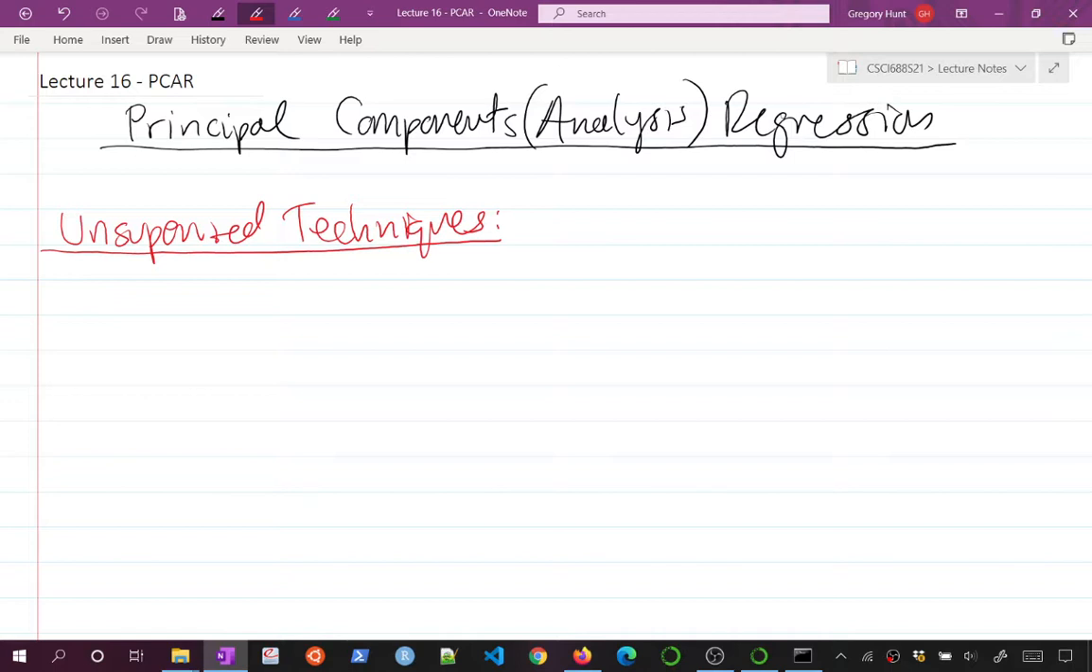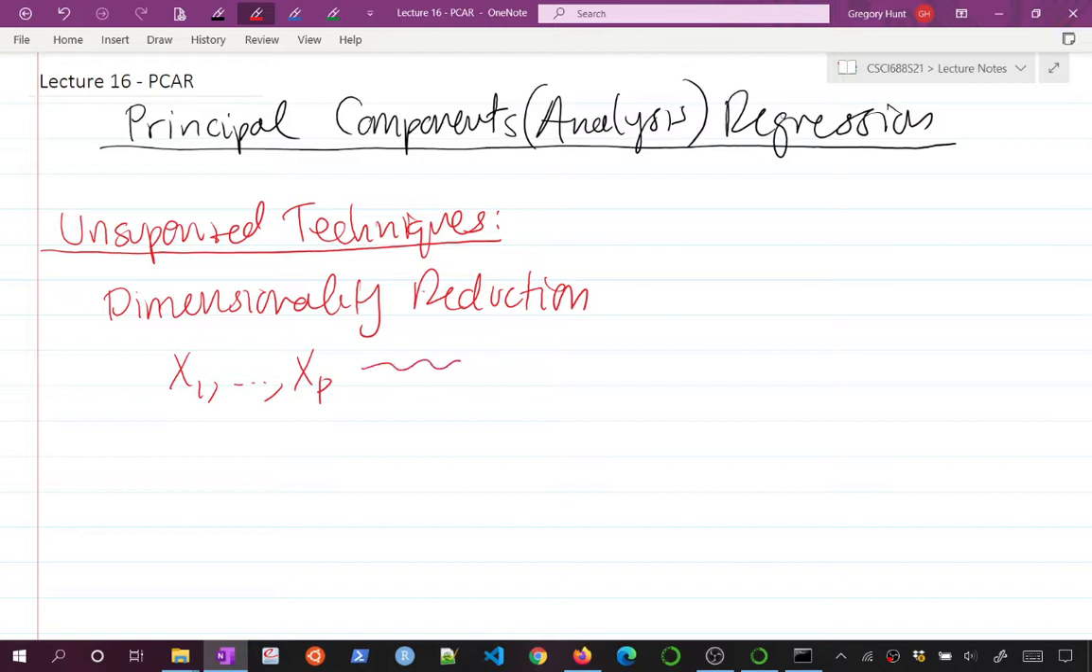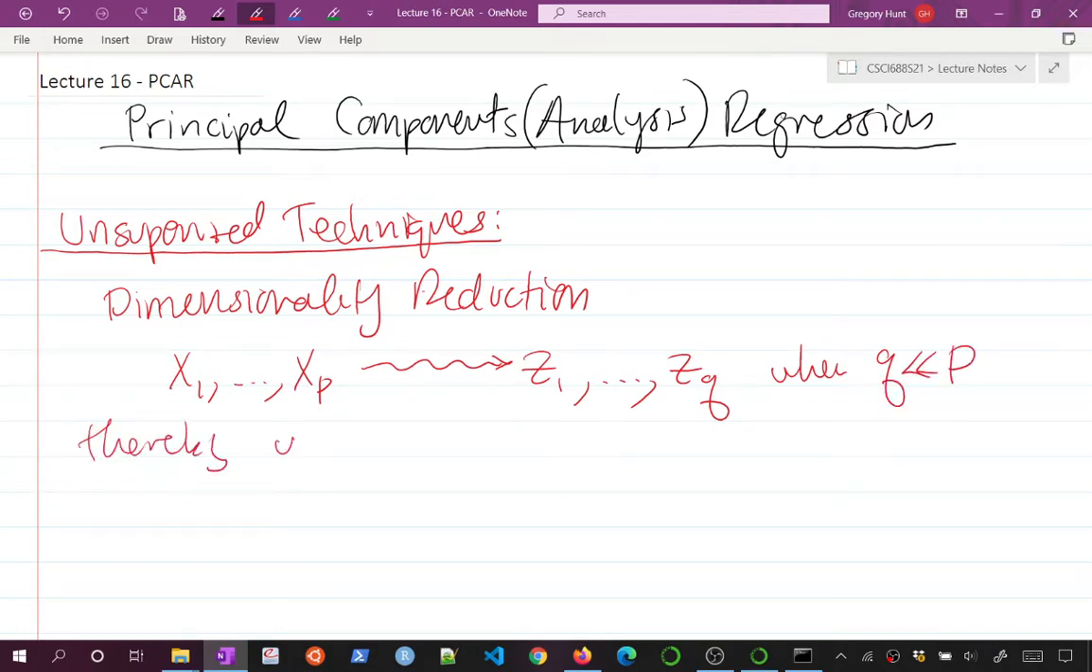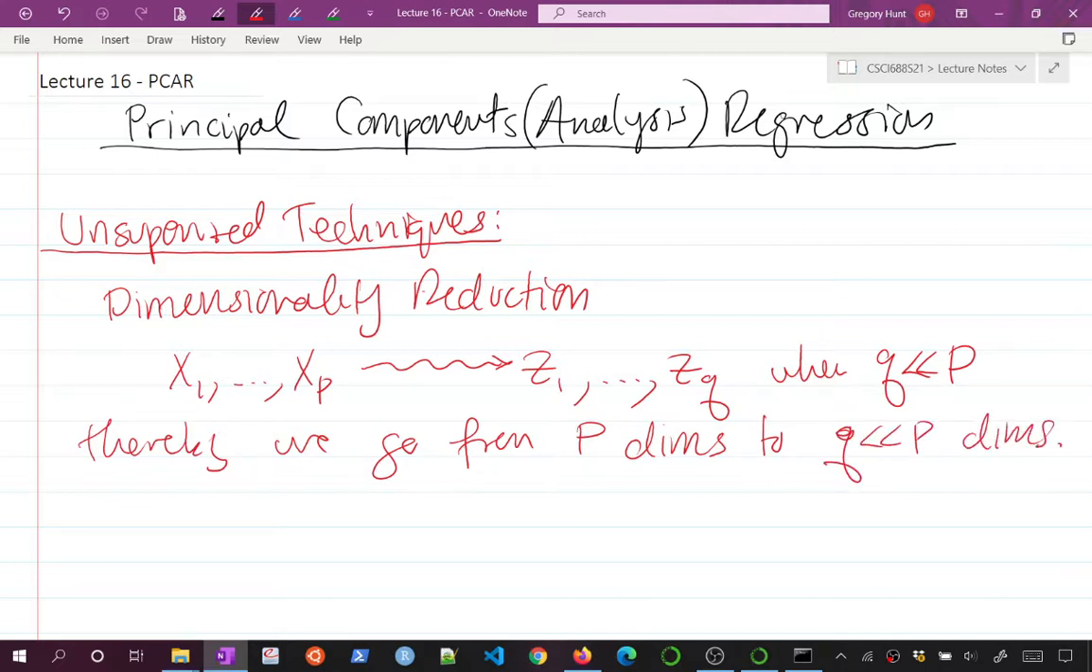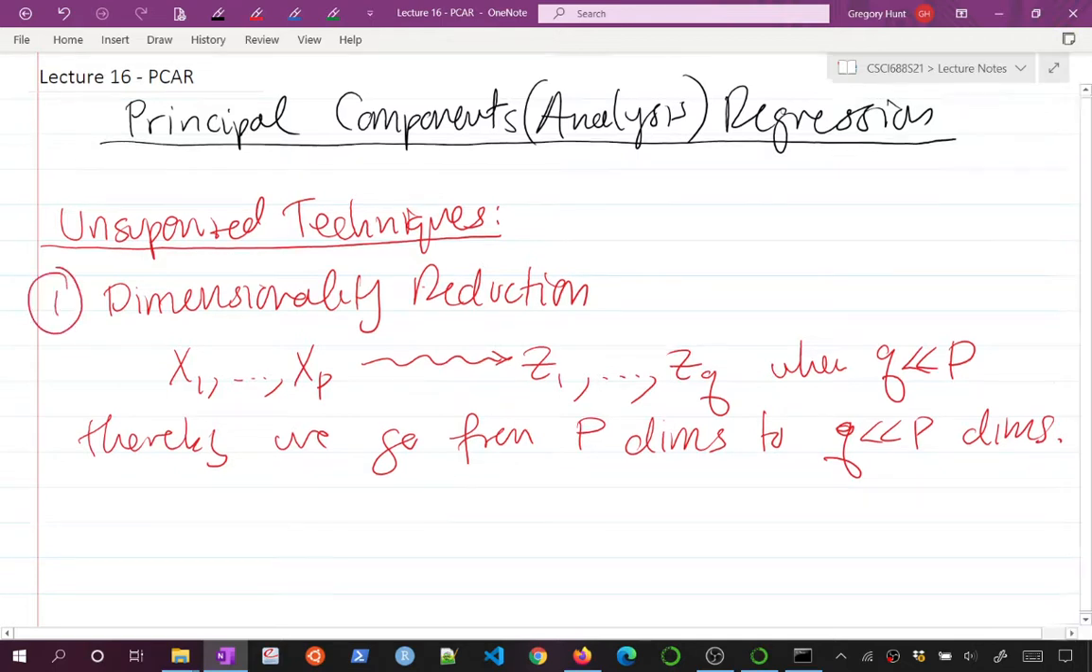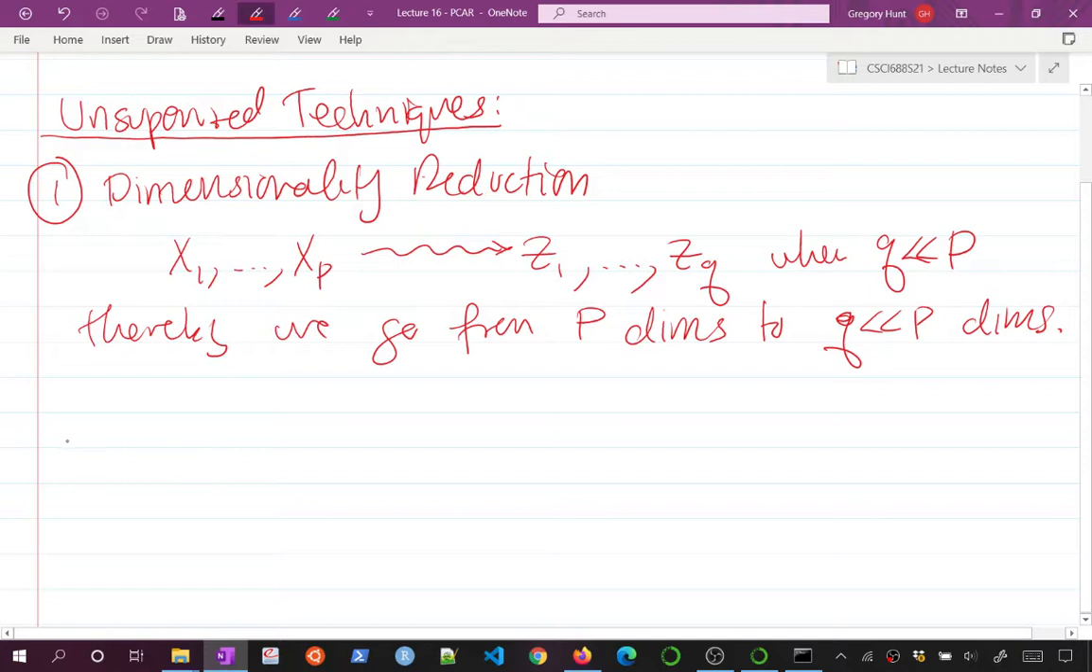In particular, the first class of unsupervised techniques that we were learning was dimensionality reduction. And the idea here was that we want to take our set of original covariates, x1 to xp, and through some magical procedure, we want to create a new set of covariates, z1 to, let's say, zq, where q is much smaller than p. Thereby, we go from some p dimensions to some q much smaller than p dimensions. And so we have reduced the dimensionality. PCA is a dimensionality reduction technique.